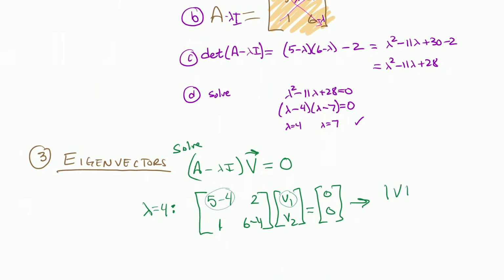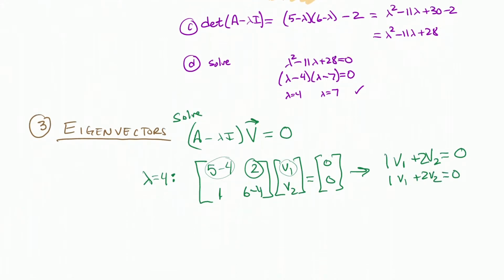Sorry, v1. And then what about this 2? What do I multiply that by? Very good, v2. And what does that equal? It should equal 0. Very good. And then on the bottom row, you get the same thing, don't you? 1v1 plus 2v2 equals 0. So they're the same equation.